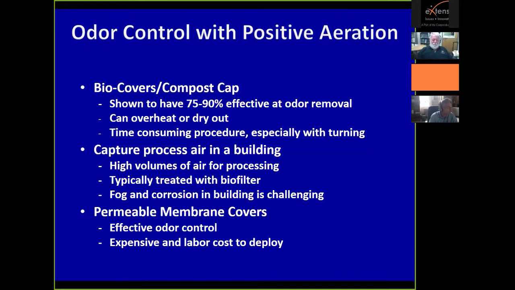We also use permeable membranes as covers, and these are effective at odor control. They tend to be a little bit time-consuming to deploy because you have to pull the covers off and put them back on, and there are several different kinds that we'll look at.